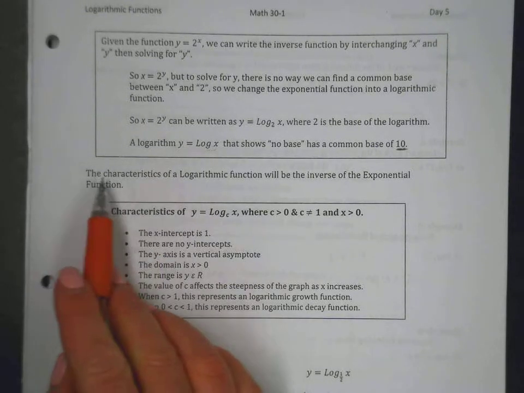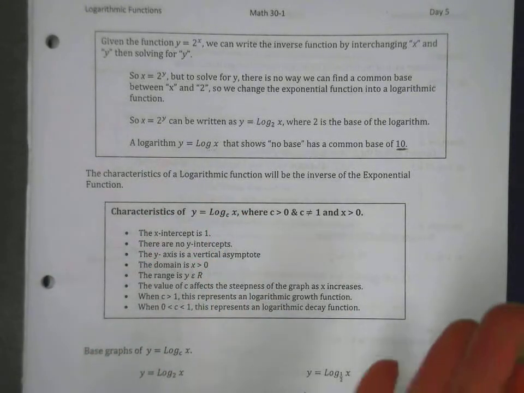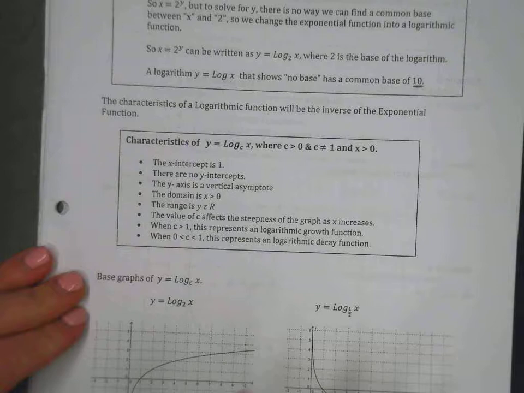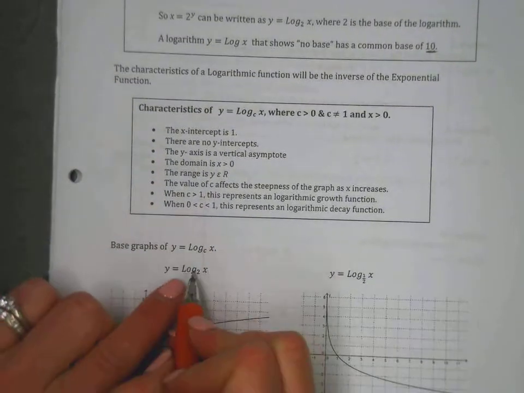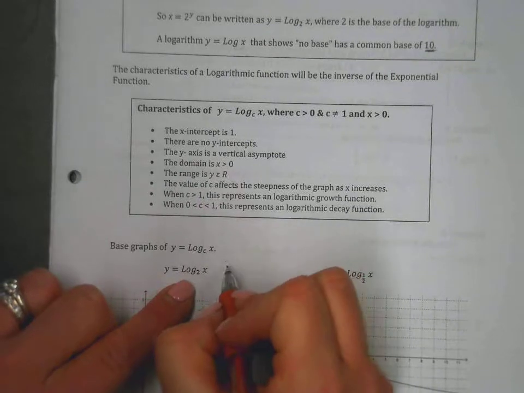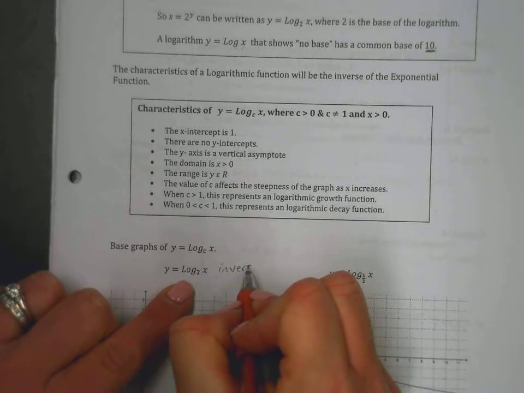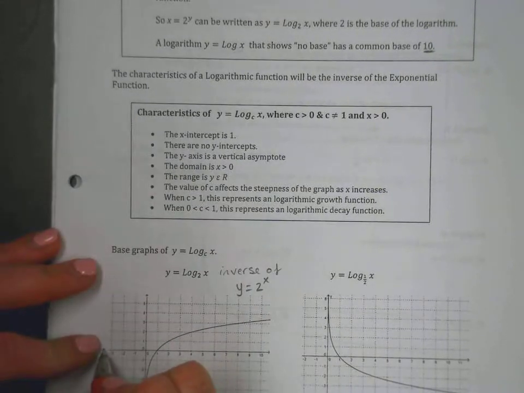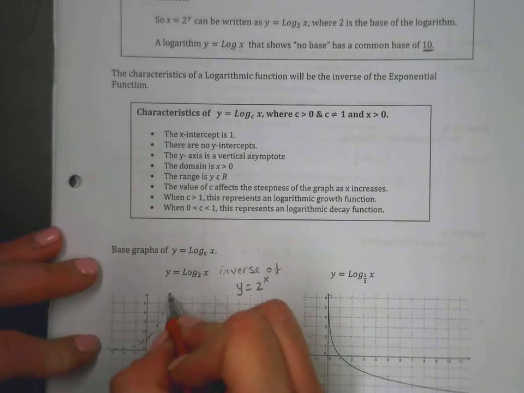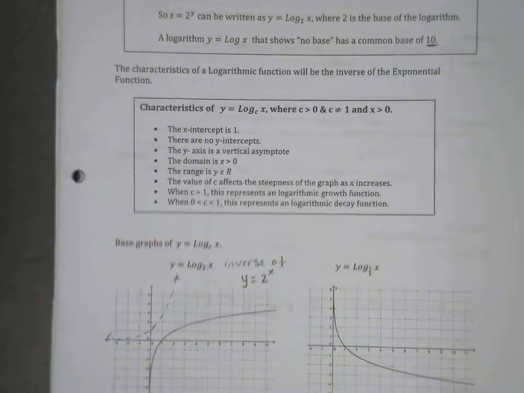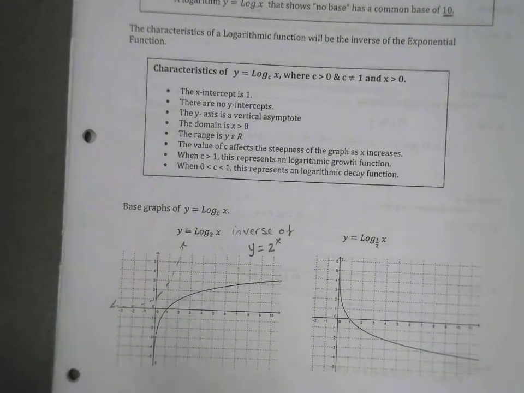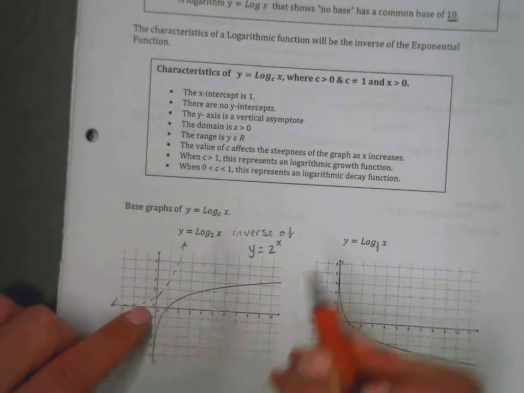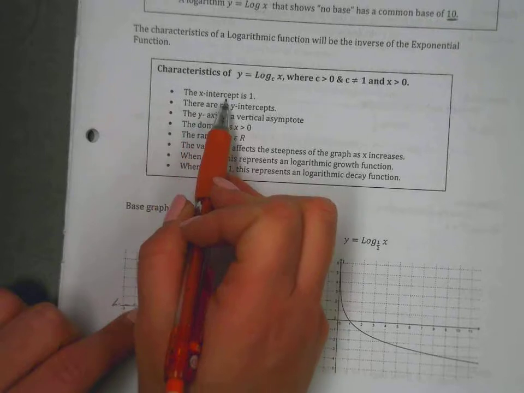So thinking about log y equals log 2 of x, this is the inverse of y equals 2 to the power of x. And so y equals 2 to the power of x, remember, was an exponential growth, right? The characteristics are that all the x and y values are just going to be interchanged. The exponential function had a y-intercept of 1. Now the logarithmic function is going to have an x-intercept at 1. The exponential function had no x-intercepts. That means the logarithmic function is going to have no y-intercepts.